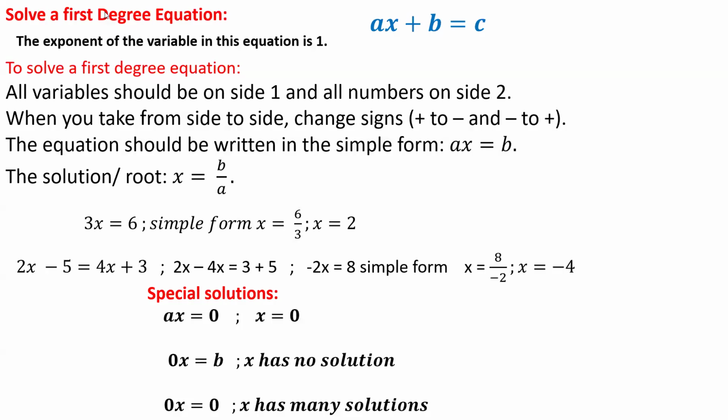First, solve a first degree equation. You know, when we talk about a first degree equation, this equation has a variable which is x, and the exponent of this variable should be 1. To solve a first degree equation, the rule says all variables should be on side 1 and all numbers on side 2. When we take from side to side, change signs, positive to negative and negative to positive. The equation should be written in the simple form, which is ax equal b. The solution or the root is x equal b over a.